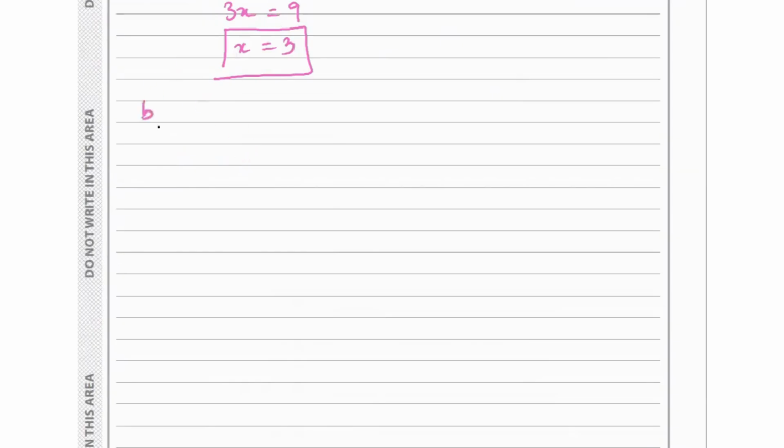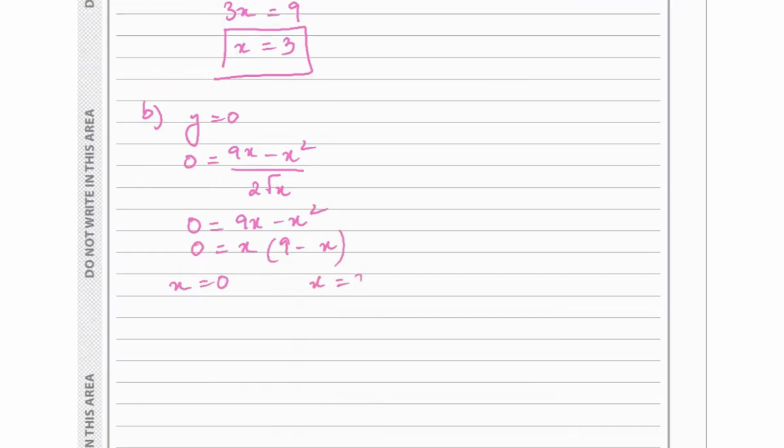So for that, y equals 0 first. So 0 equals 9x minus x squared over 2 root x. 0 equals 9x minus x squared. 0 equals x bracket 9 minus x, so x equals 9. So that means it's going to be from 1 to 9.